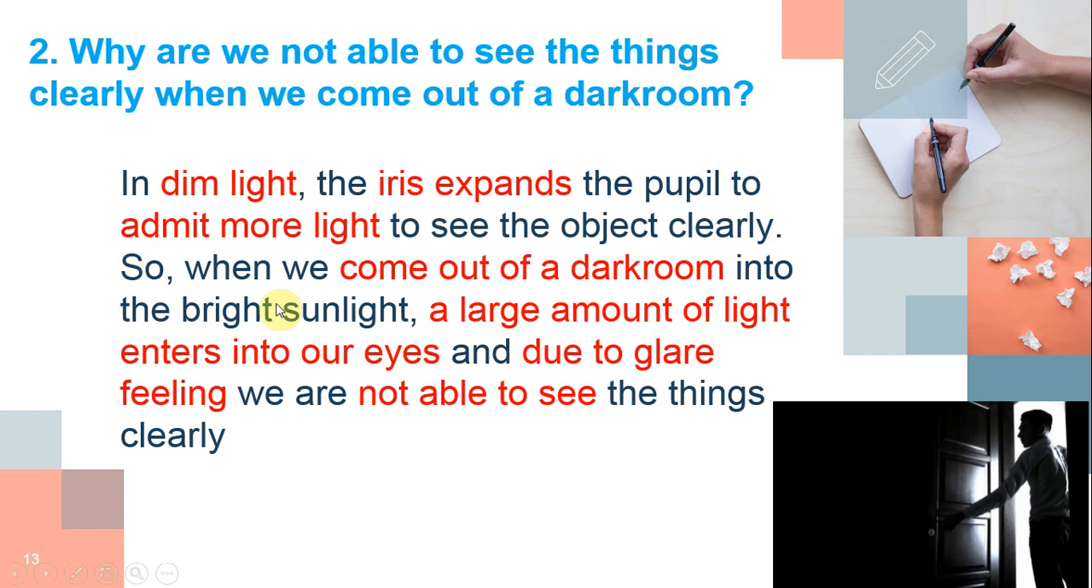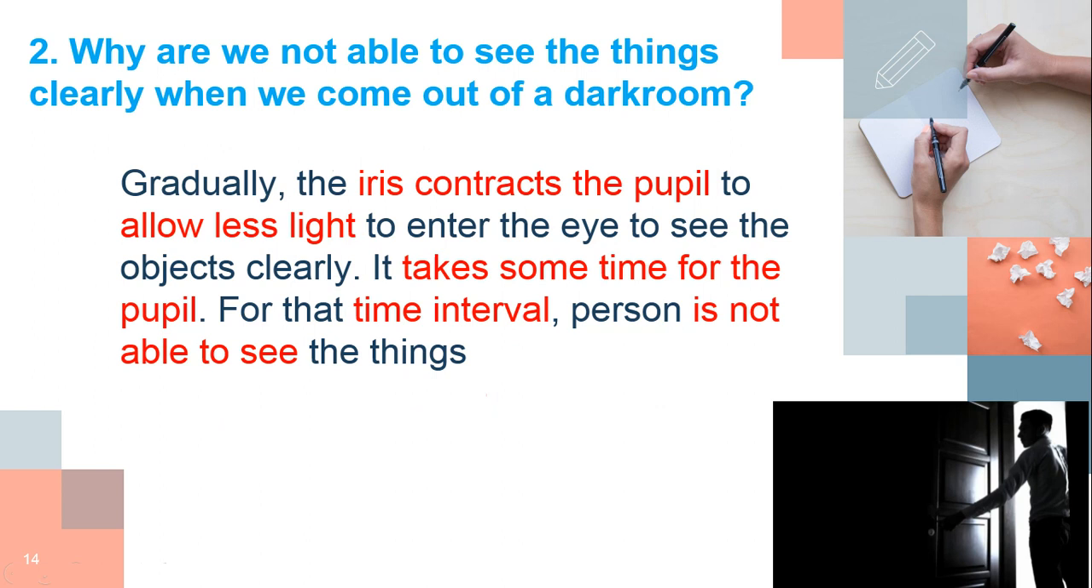That means we come out from the theater into outside of the theaters. So there is more amount of sunlight. So a large amount of light enters our eyes, and due to glare feeling, we are not able to see the things clearly. Gradually, the iris contracts the pupils to allow less amount of light to enter the eye to see the object clearly. It takes some time for the pupil. For that time interval, a person is not able to see the things.